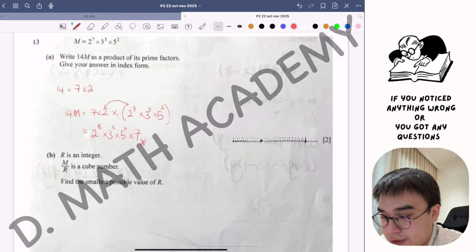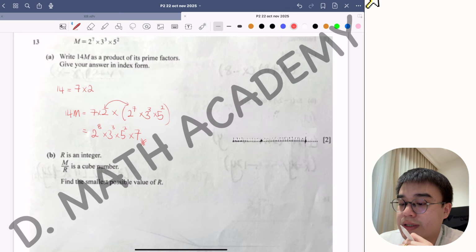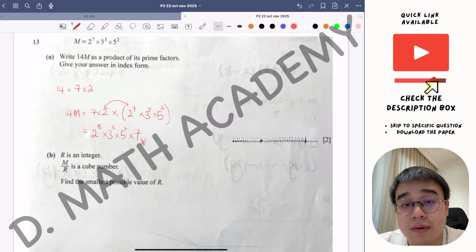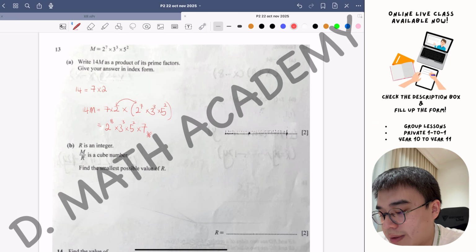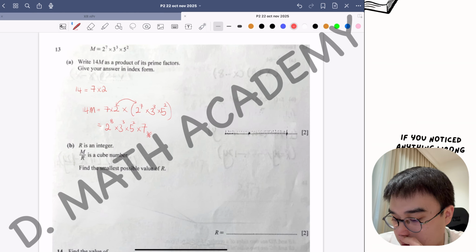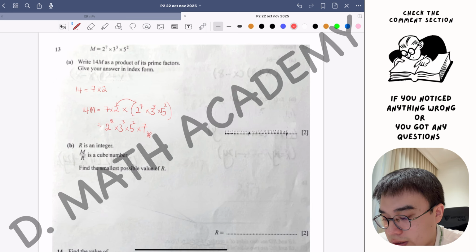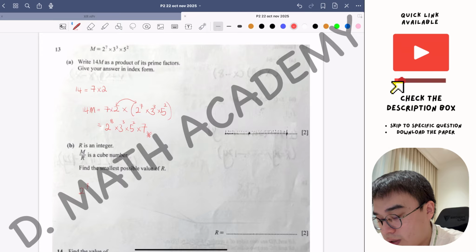Next part is a little bit tricky, and it's not the first time they ask questions like this. You really have to sit down and stay calm to solve this kind of question. So R is an integer, M over R is a cube number. Find the smallest possible R that you can think of. So 2 to the 7, 3 cubed, and 5 squared.